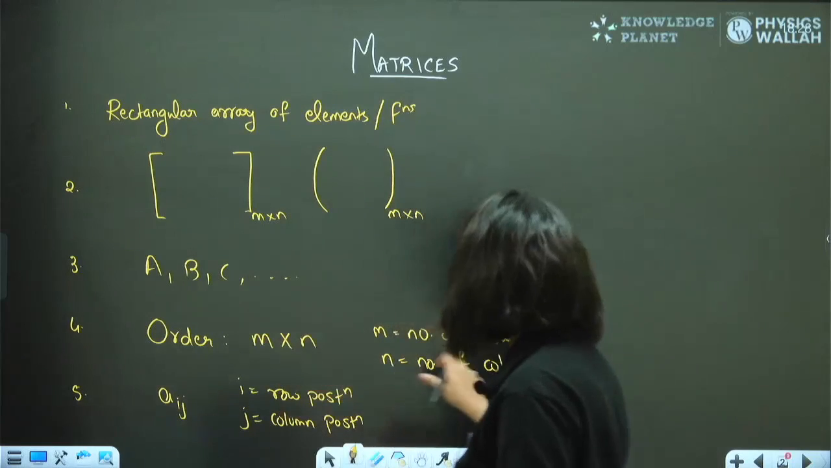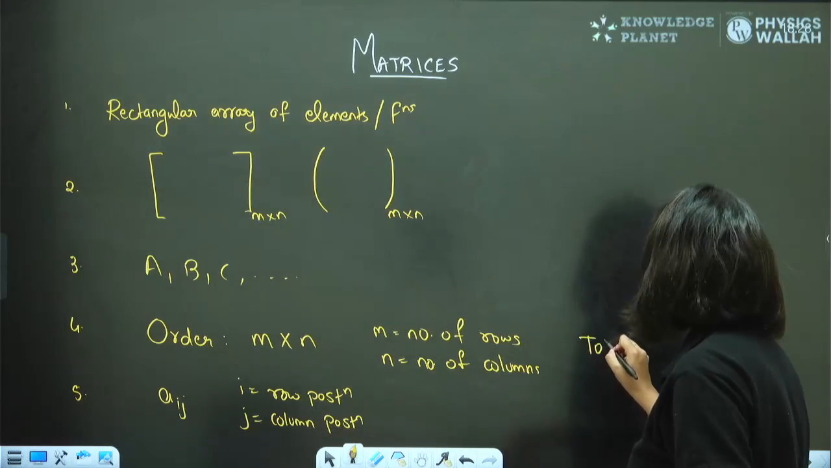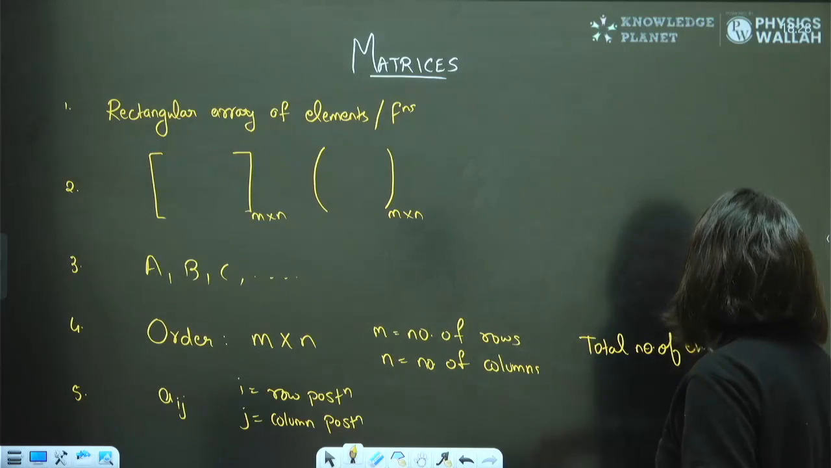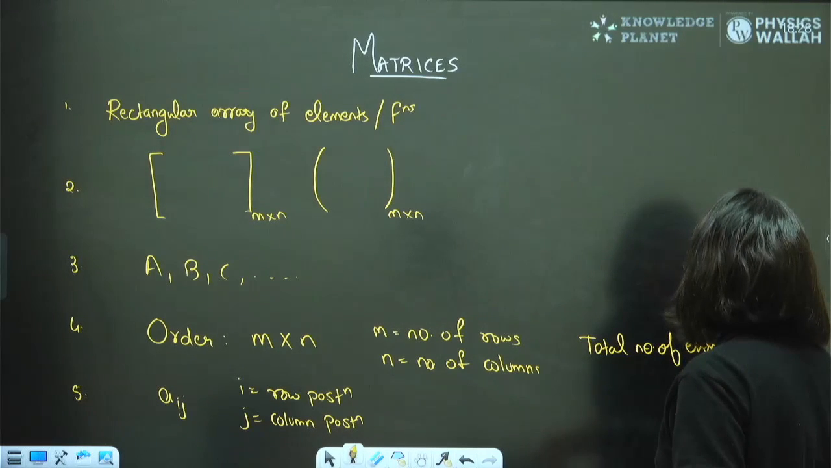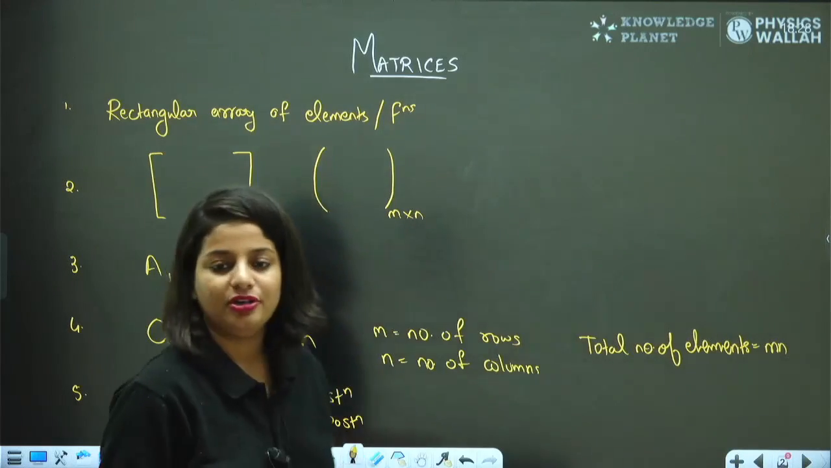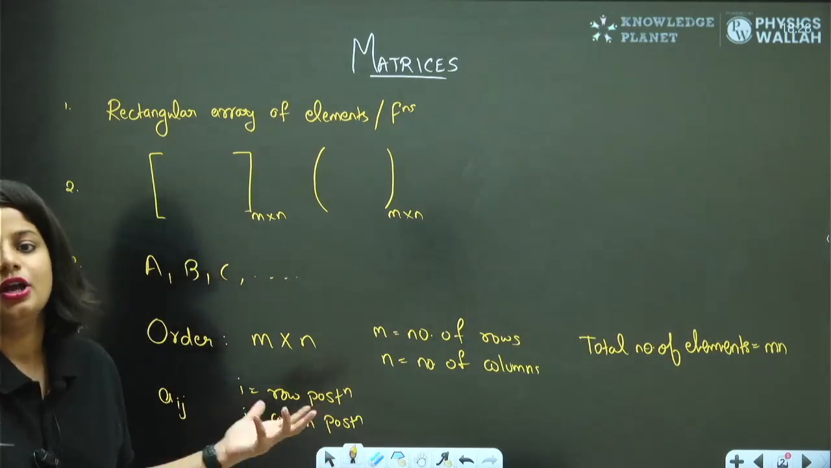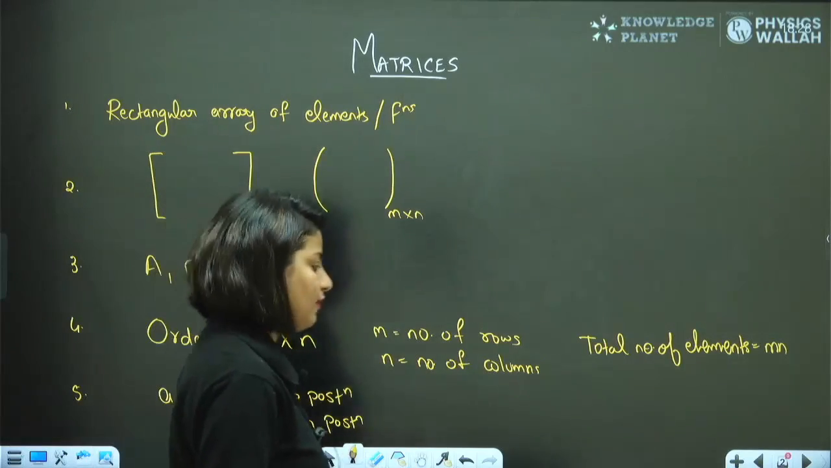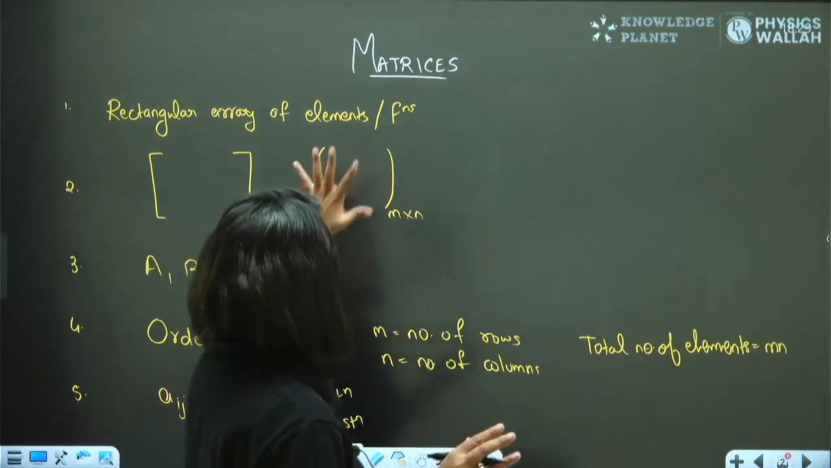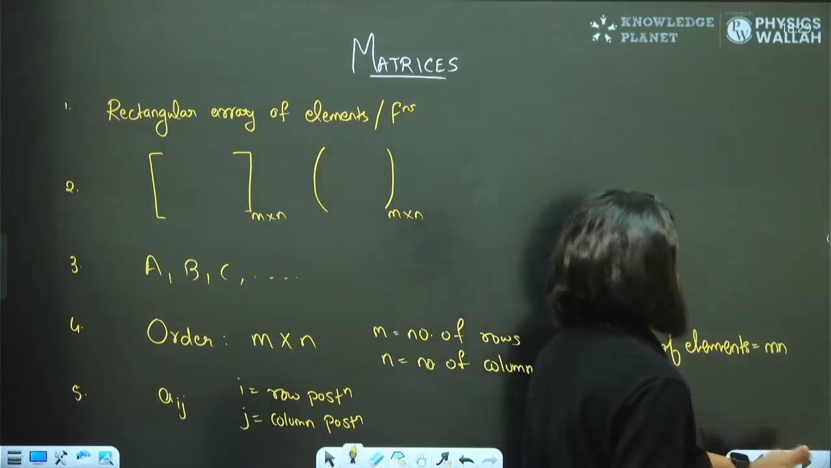Order of a matrix will also lead to one formula: the total number of elements in a matrix. The total number of elements in any matrix will be mn. You simply multiply the order, m into n, like 2 by 3. 2 3s are 6 will be the total number of elements in the given matrix. That's all about the introduction to matrix. Let's move to the next slide.